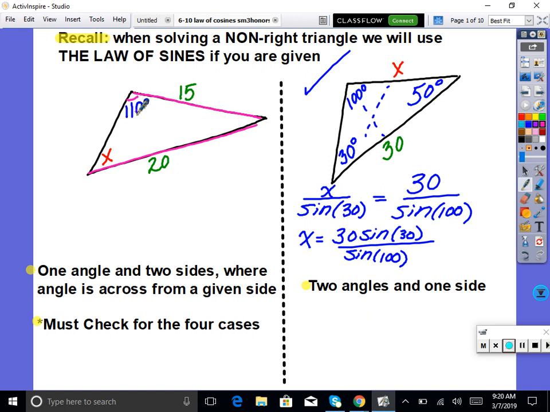Because if we're putting a bunch of different examples, don't you think we're going to have a few different types of this? Yes. There's going to be probably one where a triangle doesn't exist. There's probably going to be one where one triangle exists. There's probably going to be one where two triangles exist.